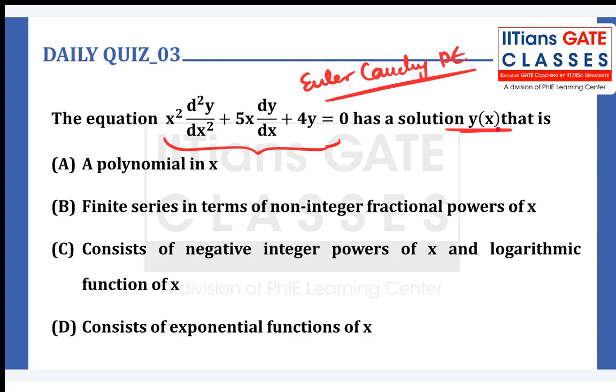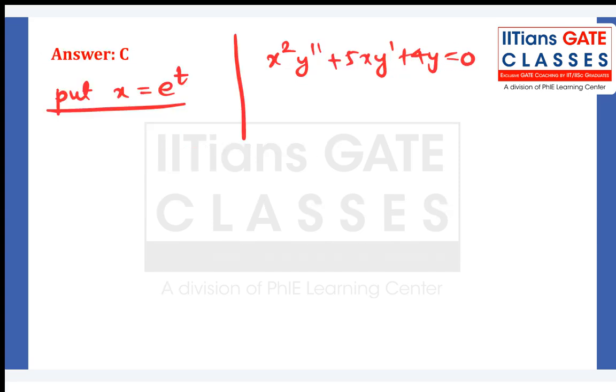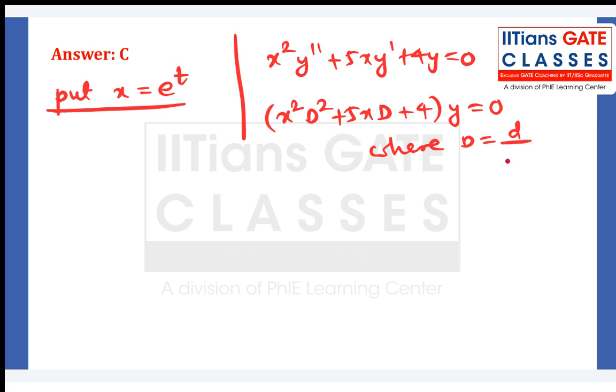What does it have? A polynomial, fractional powers of x and all those things. Okay, so here you can first write this in the context of differential operator as (x square D square plus 5xD plus 4)y equal to 0, where D is nothing but d by dx. This is the differential operator that we use, but this is not solvable in this fashion.